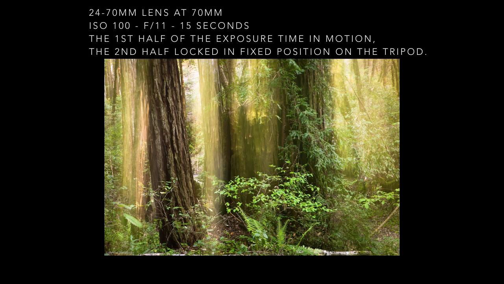In this image the camera is in motion downwards in the first half of the exposure. Then I lock the ball head on the tripod so the camera is in a fixed position in the second half of the exposure. With this method you can create a fairy tale forest out of a static forest.